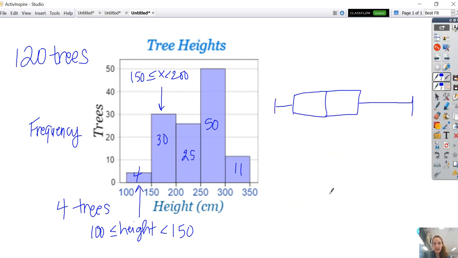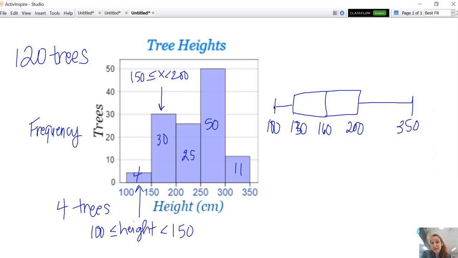Here's an example of a box plot. Based on this box plot, we know the smallest tree in our sample was 100 centimeters, and we know the tallest tree was 350, and then we know that 25% of the trees that we measured were in between 100 and 130. 25% of the trees were in between 130 and 160. 25% of the trees are in between 160 and 200, and 25% of the trees are in between 200 and 350.